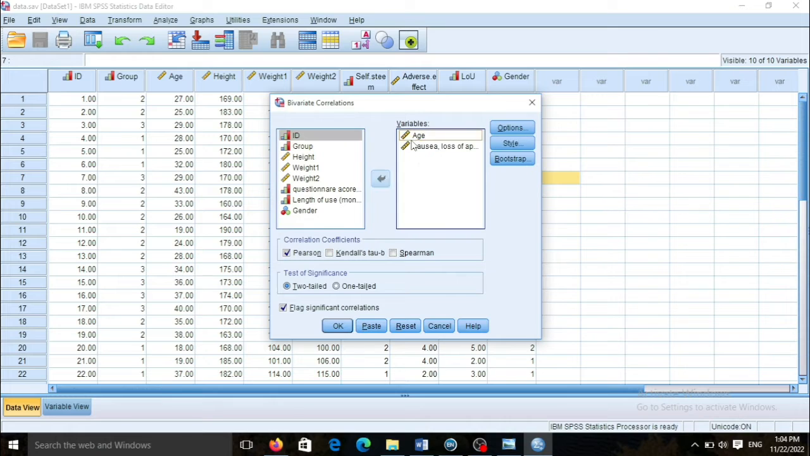So you must choose them like this, and you must put them in this box, Variables, and then you can choose Pearson test or Spearman test. My dataset has a normal distribution, but I choose both of them to show you how they will present the results. And then OK.